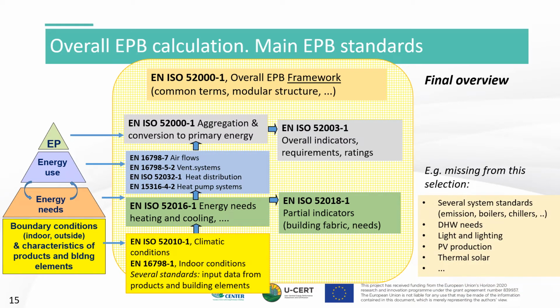So missing from the selection are several system standards on emission, boilers, chillers, etc. Also domestic hot water needs, light and lighting, PV production, thermal solar, etc. The justification for not including these standards is also because thanks to the modular approach, it is not difficult to plug in the calculations according to these standards in the total set of standards, while these selected standards have many interactions and are also the most important ones for the overall calculation.